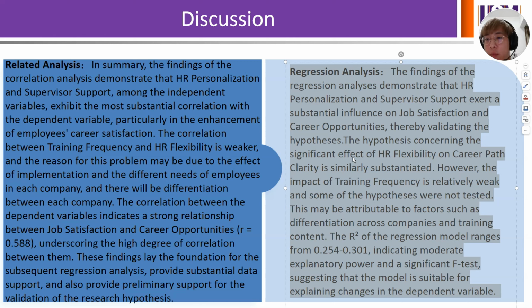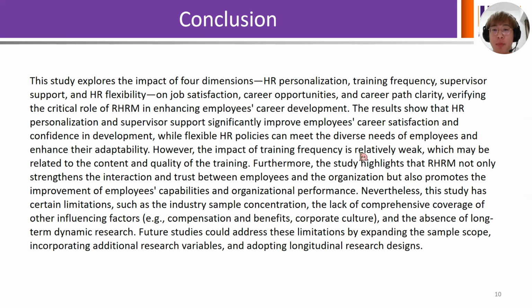the dependent variable. This study explores how HR personalization, training frequency, supervisor support, and HR flexibility affect job satisfaction, career opportunities, and path clarity. HR personalization and superior support significantly boost satisfaction and confidence, while flexible policies enhance adaptability. Training frequency shows weaker impact due to content issues. RHRM strengthens trust, skills, and organizational performance.